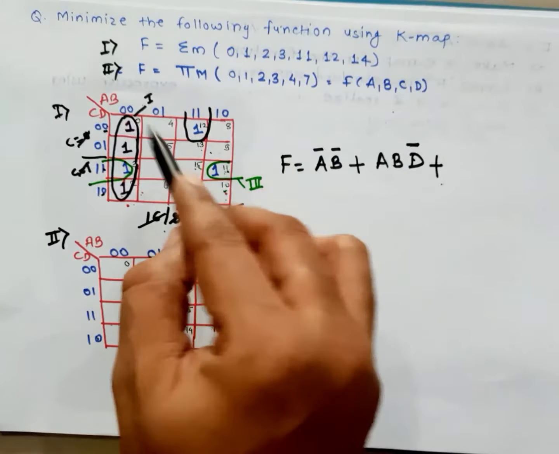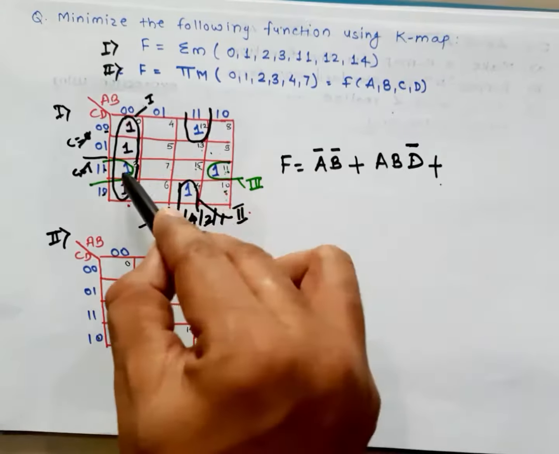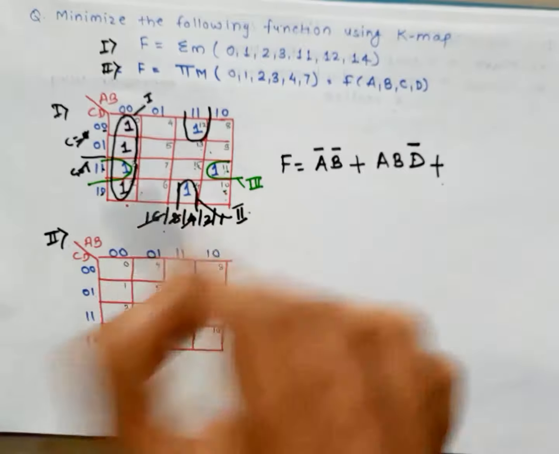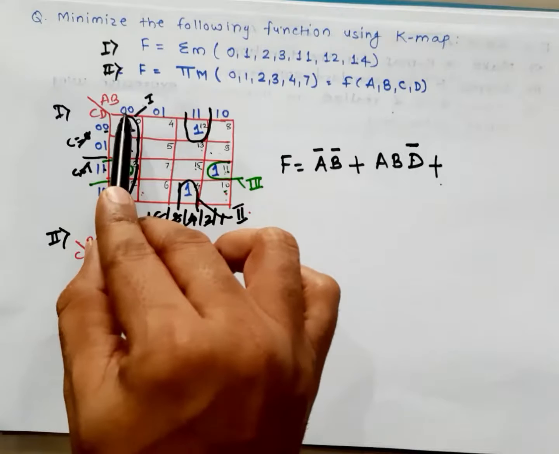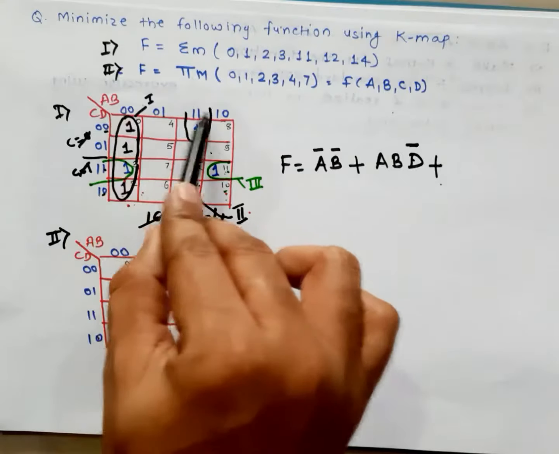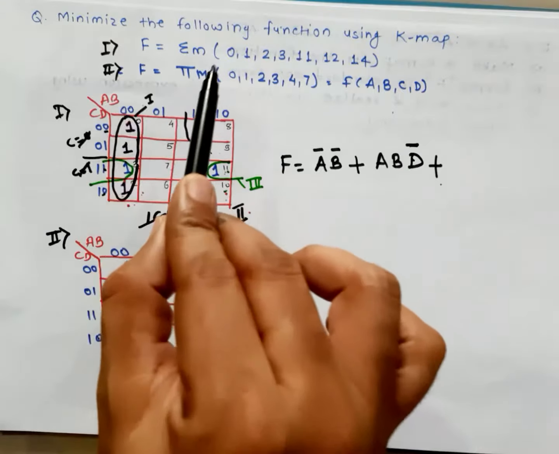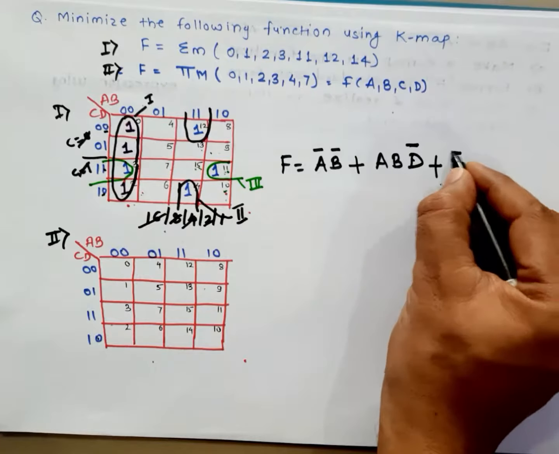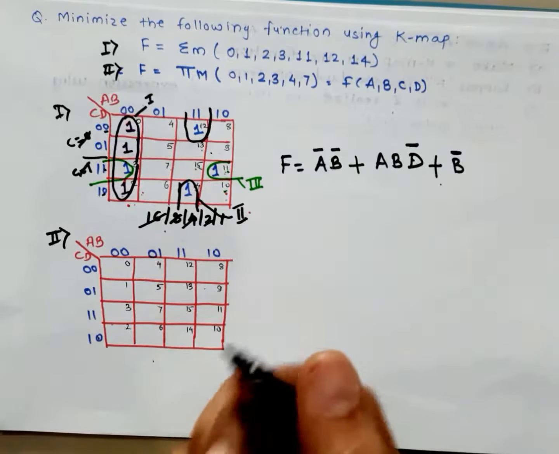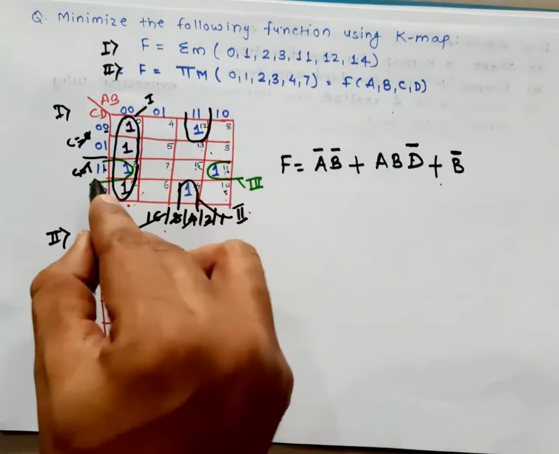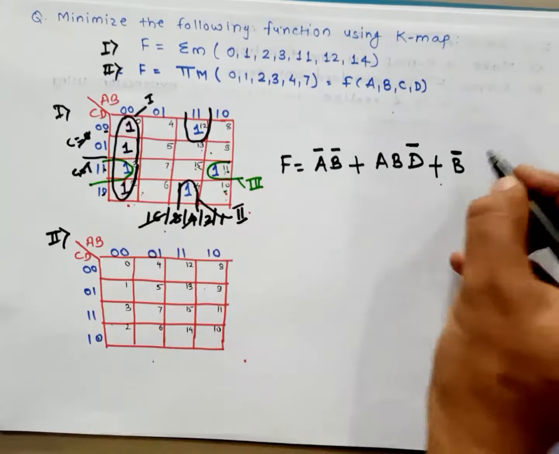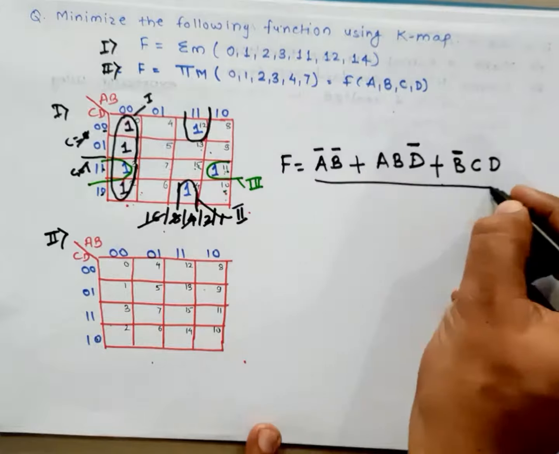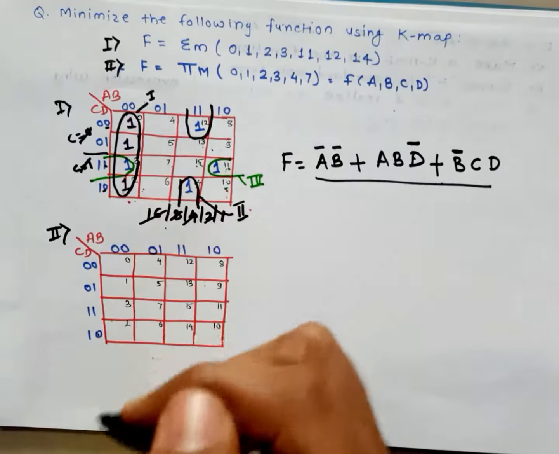Now the next one, the third group. How many columns are considered for the third group? The first and last column and only one single row. Now consider the values of A and B. The value of A in the first and last column is 0 and 1, so A gets eliminated, and B is 0, 0. 0 0 means SOP function, so we require B bar. Now only one row is there, and that's why the value of C and D is 1 1, so we require C into D. So this is your final equation for this K-map.